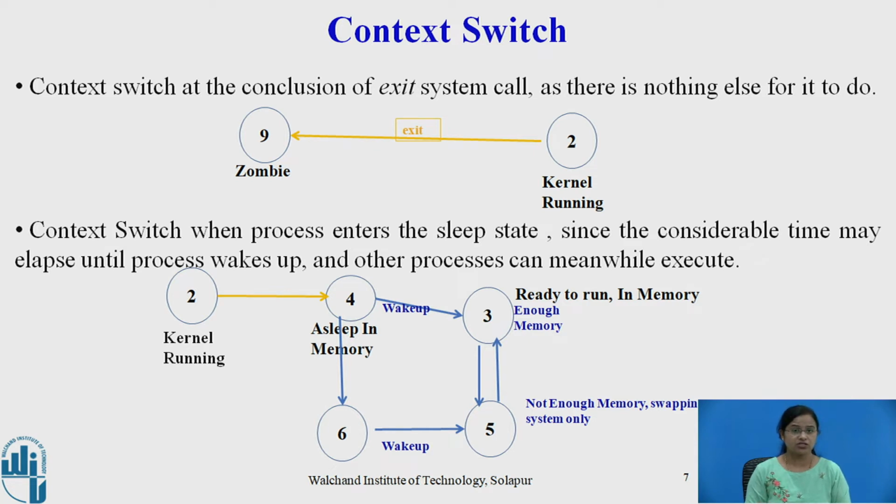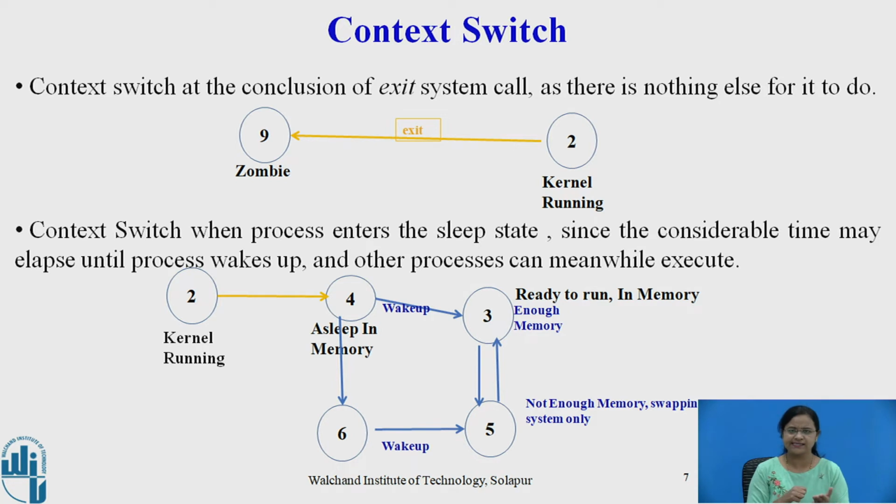Then context switch: when a process enters the sleep state, sleep in memory, since considerable time may elapse until the process wakes up, meaning the process may go to sleep for a particular time. So there is a time span till that process wakes up. Then other processes can execute meanwhile. So the context switch can have these two types.